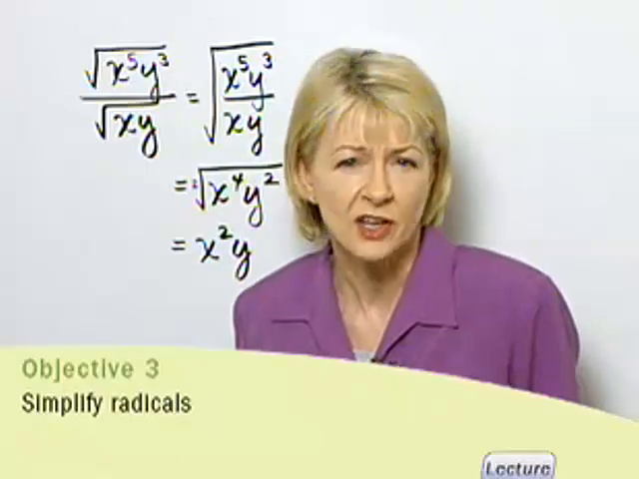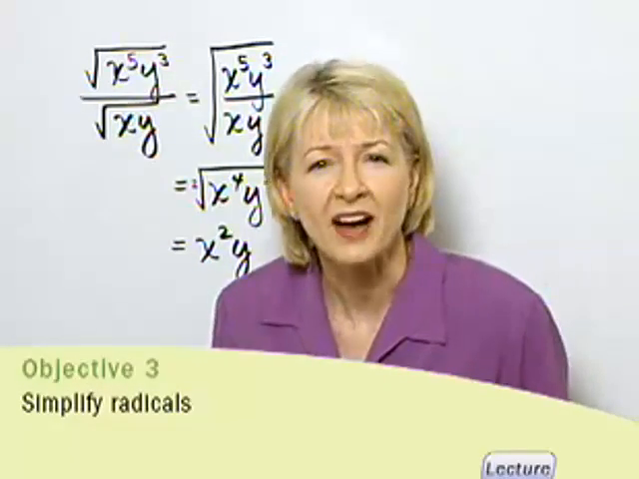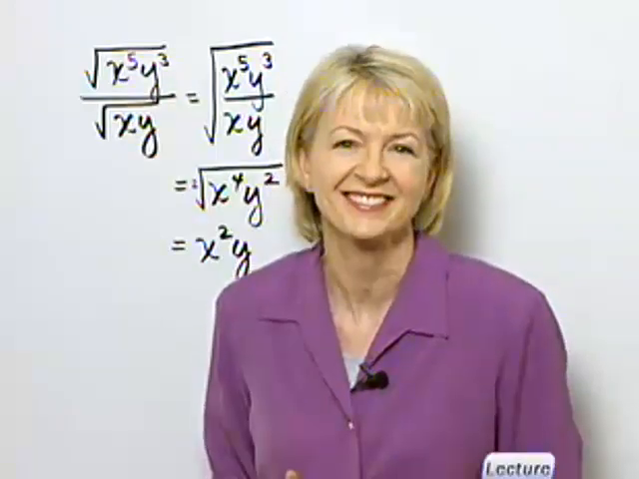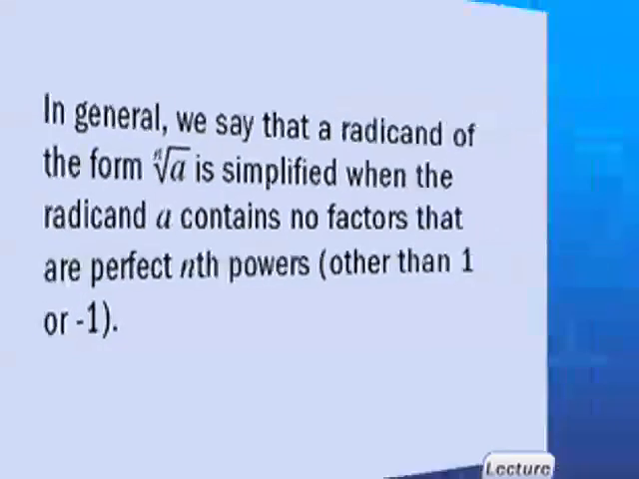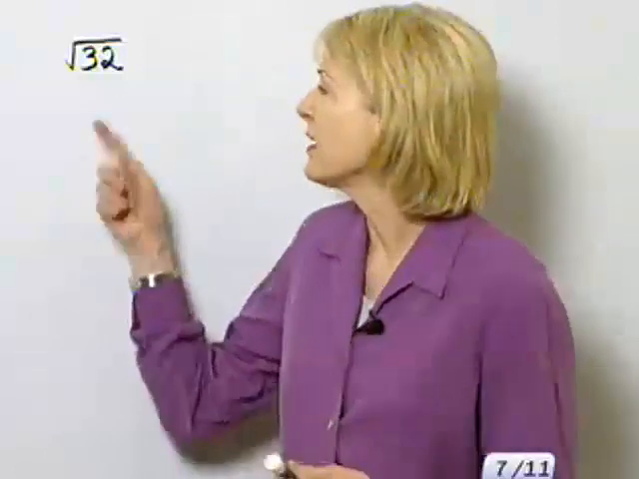Now let's look in general when we have simplified an expression. In general, we say that a radicand of the form nth root of a is simplified when the radicand a contains no factors that are perfect nth powers other than 1 or negative 1. So you'll see what we mean as we look at the square root of 32. We don't want to approximate it, we just want to simplify if possible.